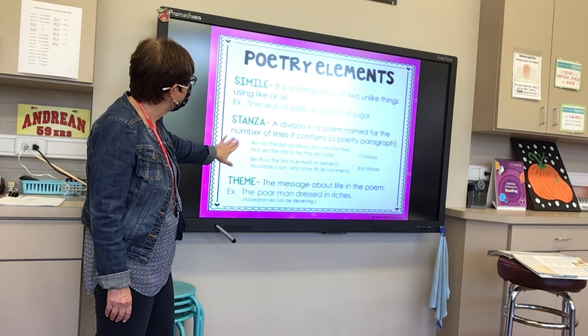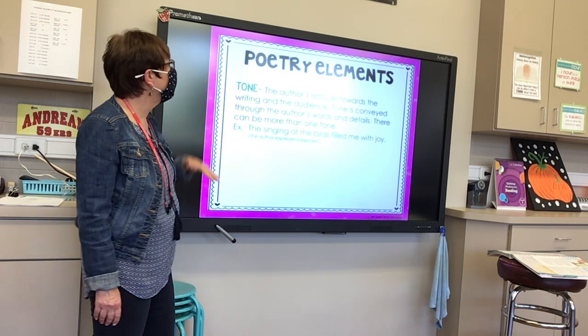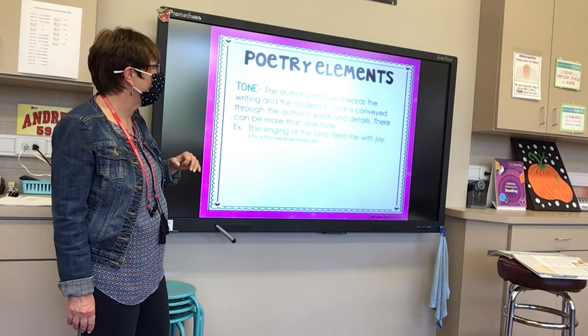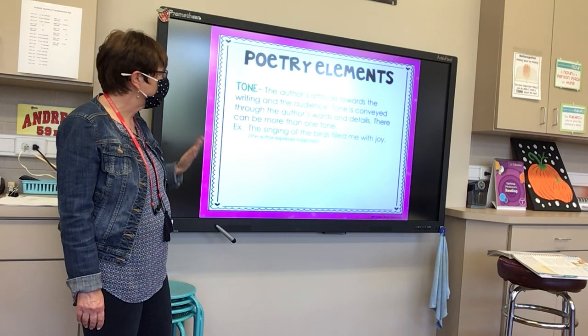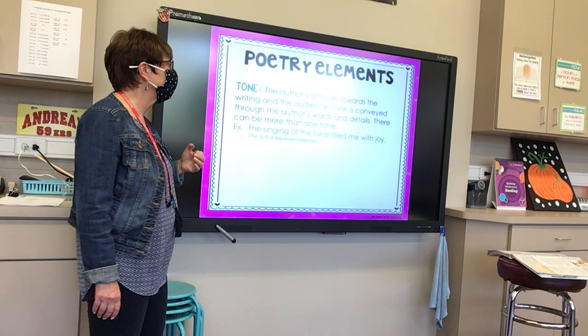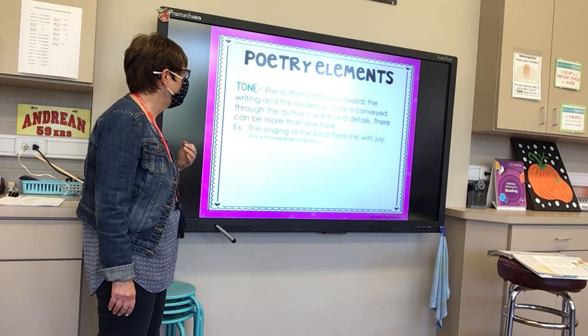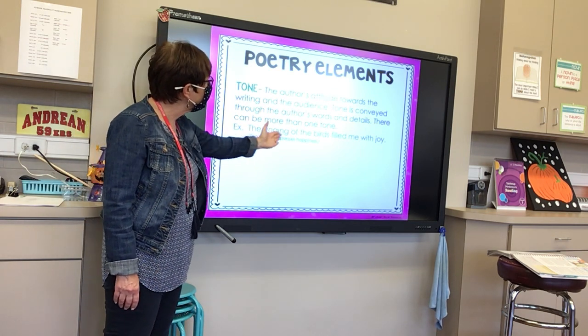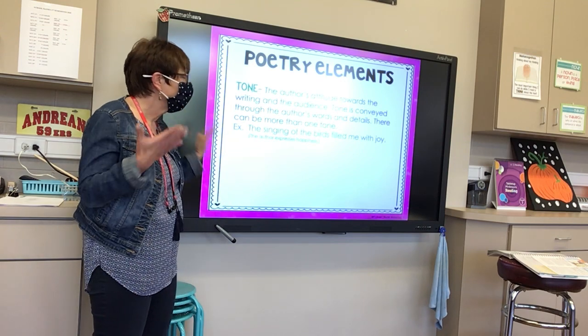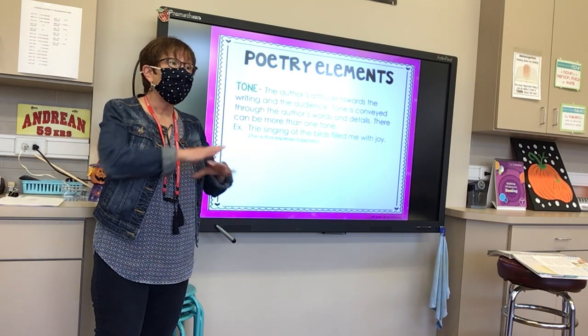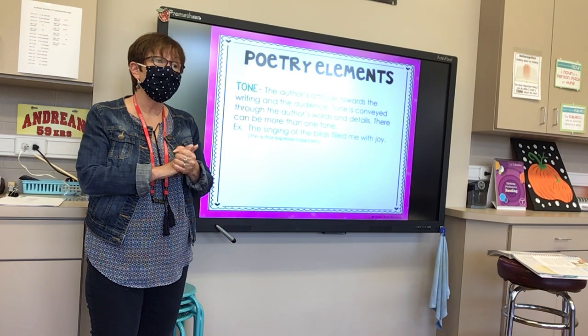So poetry elements, I think that's it. And we have the tone, the author's attitude towards the writing and the audience. Tone is conveyed through the author's words and details. There can be more than one tone. The singing of the birds filled me with joy. The author expresses happiness. So all these things have to do with elements of poetry.